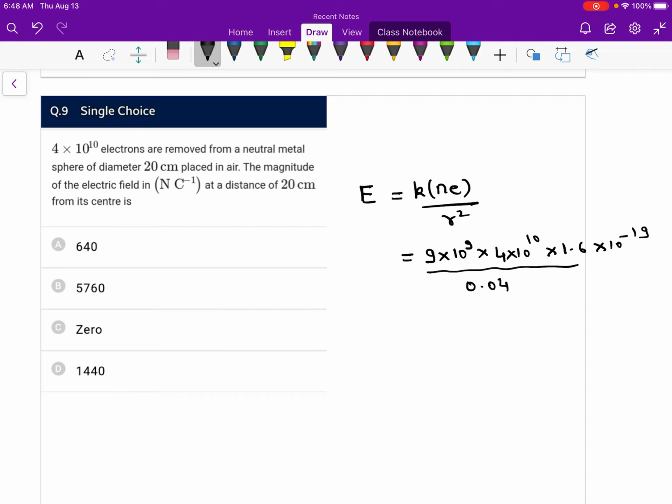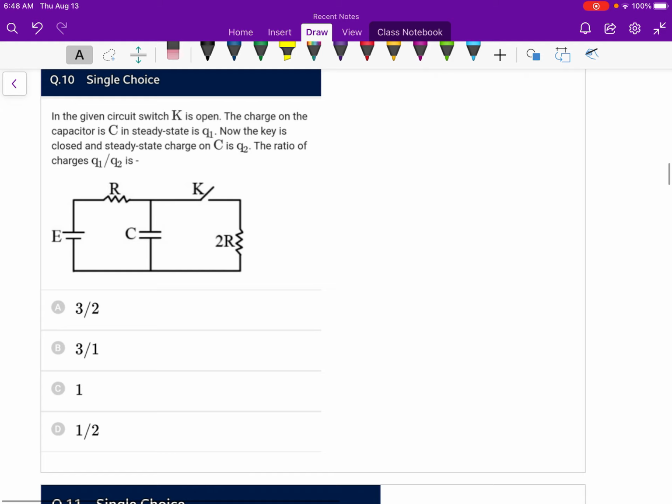0.04. Alright. So 10 to the power 9, 10 to the power 10, 10 to the power minus 19 cancel. And 4.019 into 1.6. So this is 0.01, 1.6. This is 40. Okay. So 160 upon 440 and 40, 16, 9, 144. So 1440. So 1440 Newton per Coulomb. So D is the correct option.